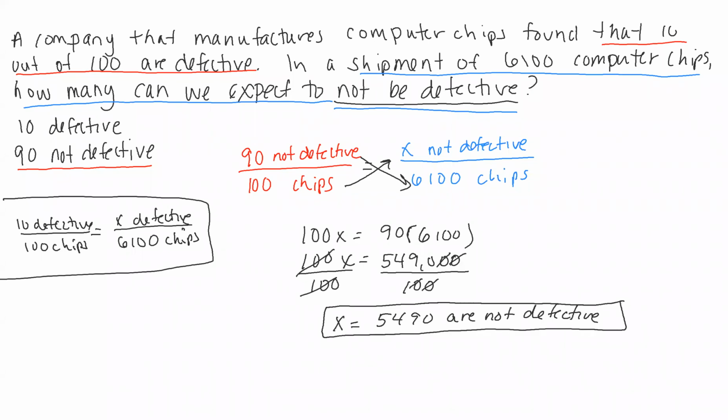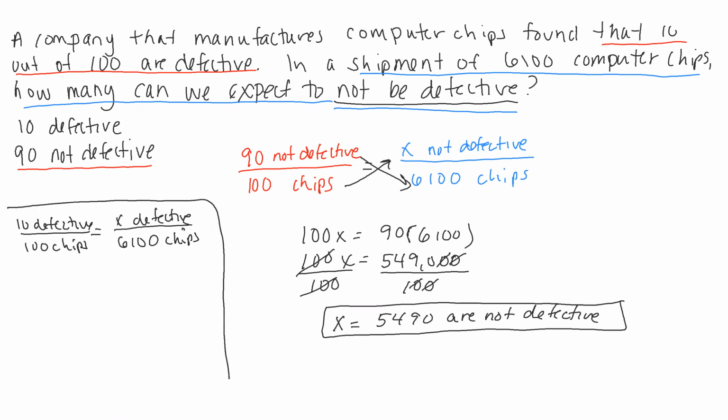All right. Now, if I had gone over here to this little side area that I just created, okay, so let's say we were looking at this. We could have solved it this way. I would have gotten 100x equals 10 times 6,100. So that would give me 100x equals 61,000. I would still divide by 100. And x would equal 610 that are defective.